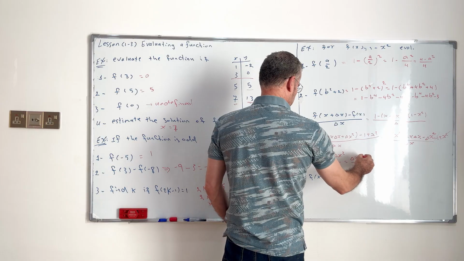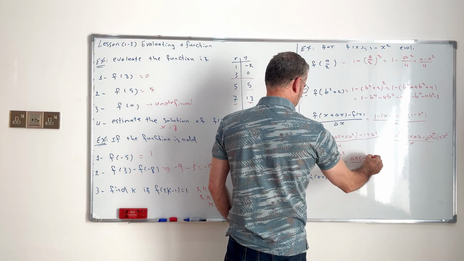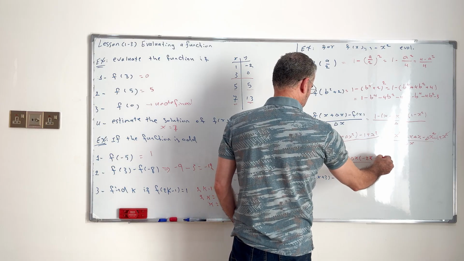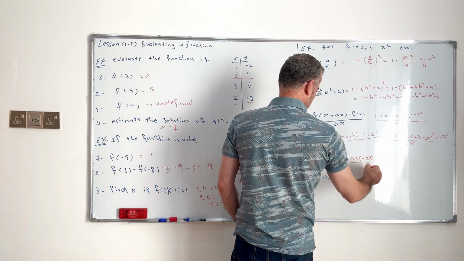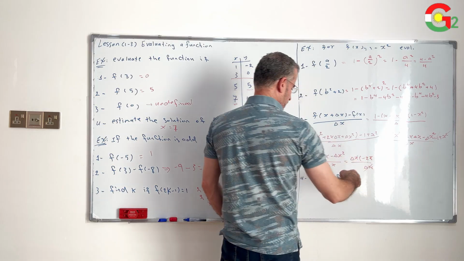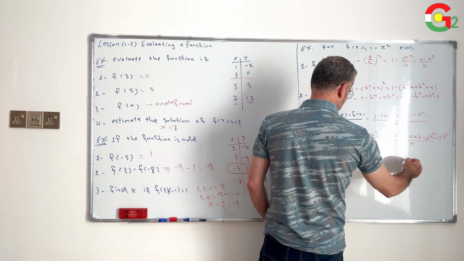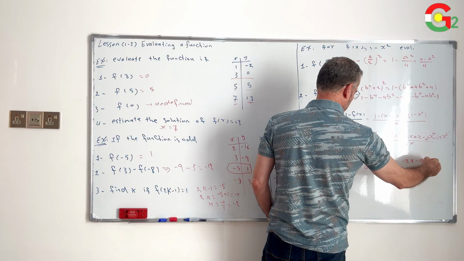Factorize by delta x for the numerator, negative 2x minus delta x over delta x. Reduce delta x with delta x, it will be -2x minus delta x.